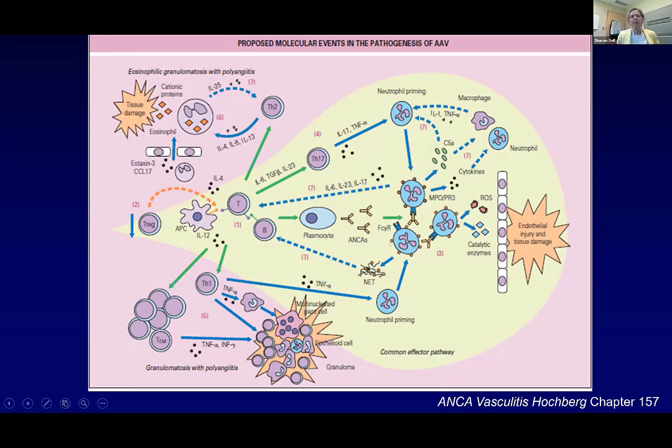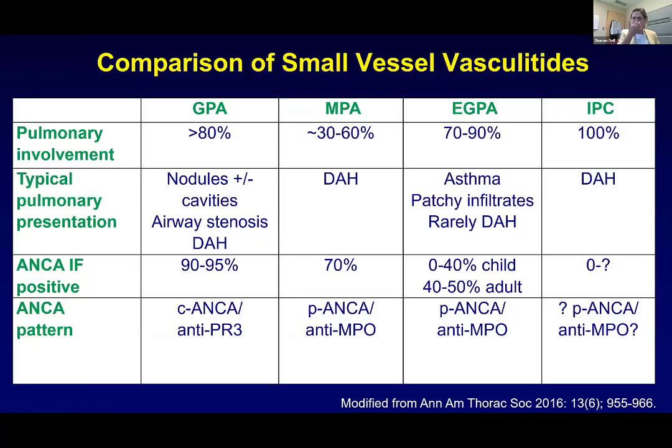They result in both direct and indirect endothelial cell injury. And then there are other molecular events that cause granuloma formation in GPA, and the eosinophilic infiltration of the tissues with EGPA. But certainly most of us feel that the ANCA autoantibodies are very central to the pathogenesis of the small vessel vasculitides. So how many have positive ANCAs?